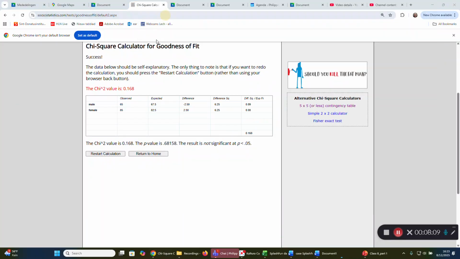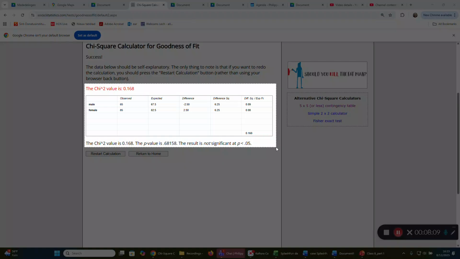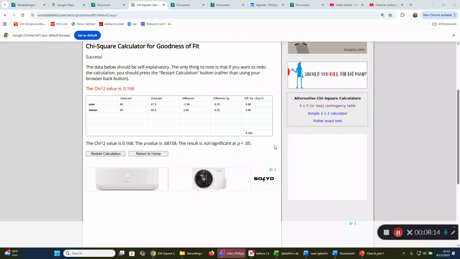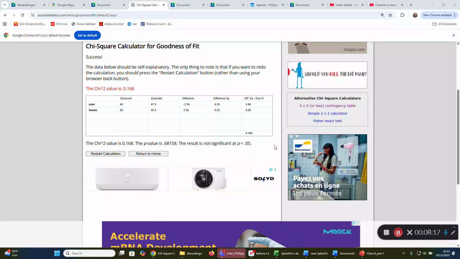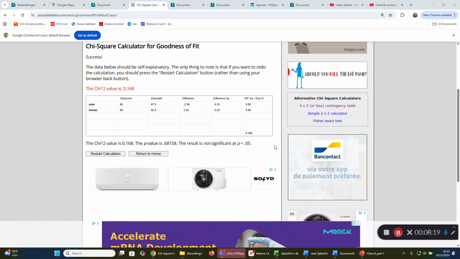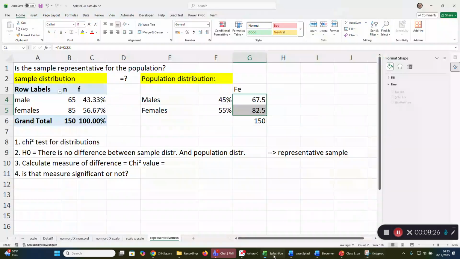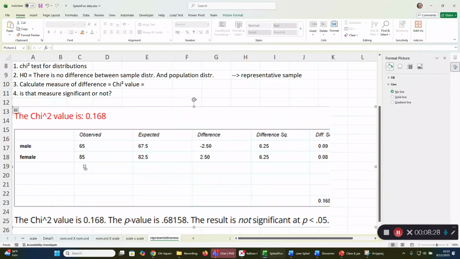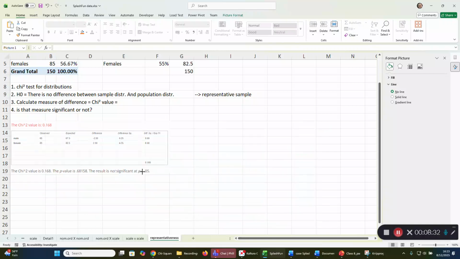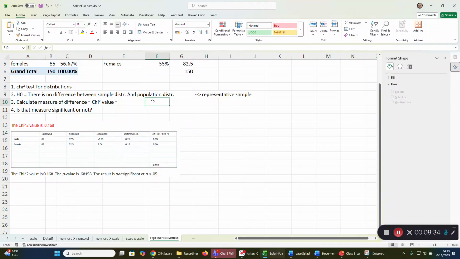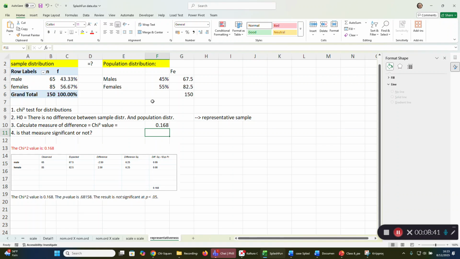and then here is our output. Let's snip this output so that we can put it in our Excel sheet. Here you get the results of that chi-square test. You have a chi-square value of 0.168 and a corresponding p-value of 0.68 and so on. So let's put that here in our Excel sheets. Then you know where all these values are coming from, and you can see a chi-square value of 0.168. So again, this value summarizes all the differences that you observe between the sample and the population. Is that a lot or not?